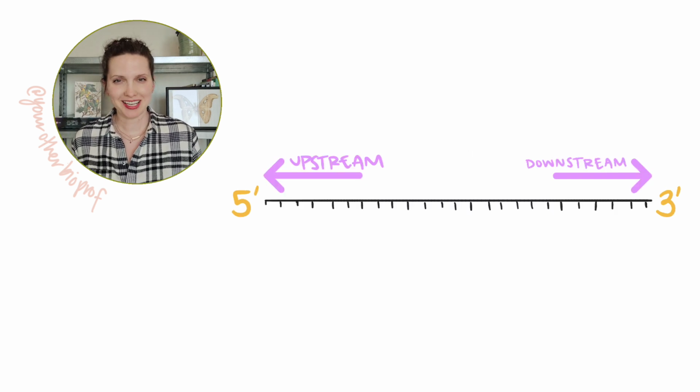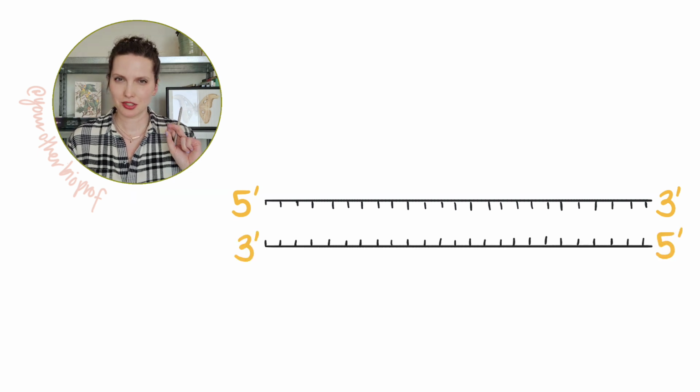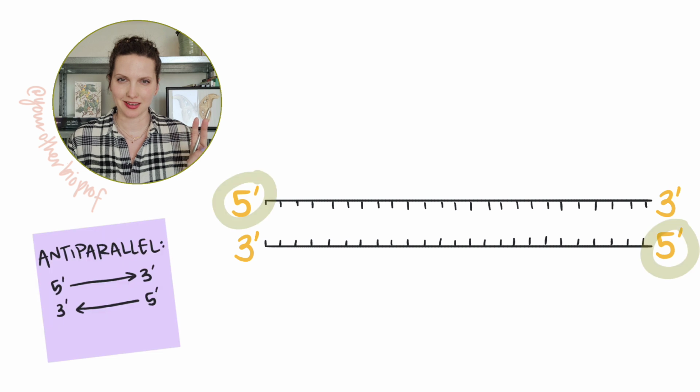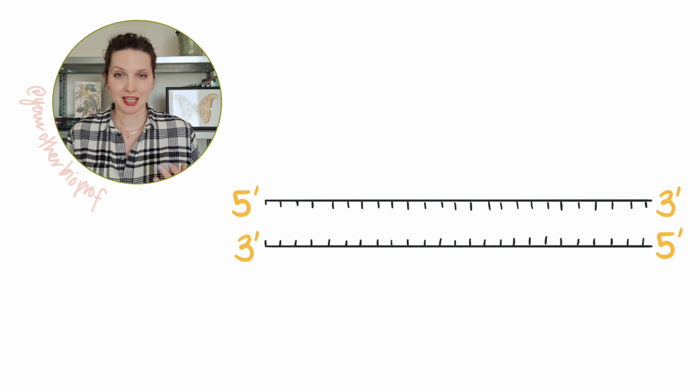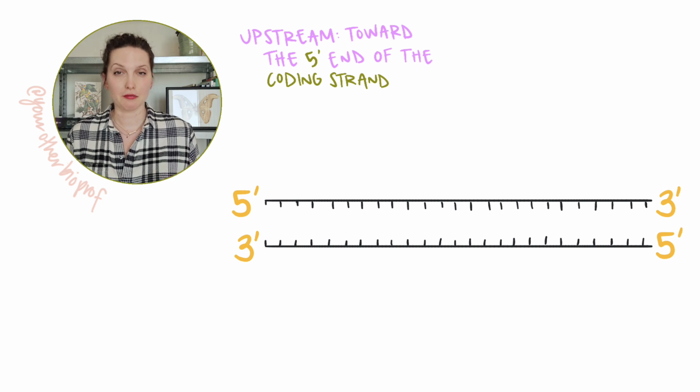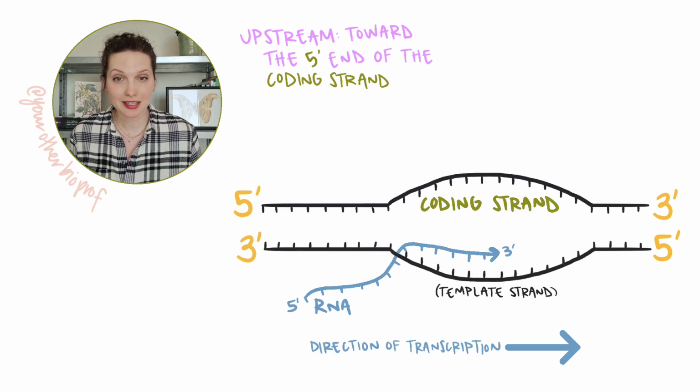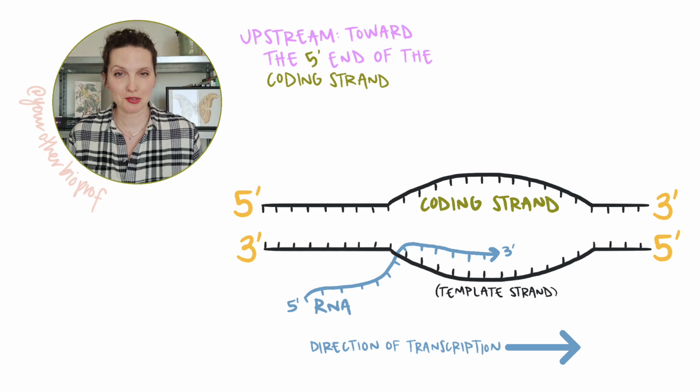So with single-stranded nucleic acids, it's easy, but with double-stranded DNA, we've got two 5' ends, and they're in opposite directions. So if the promoter is upstream of the gene, which 5' end are we talking about here? When we're talking about DNA and a gene, when we say upstream, we mean towards the 5' end of the coding strand. Now, the coding strand is the strand of DNA that is not used as the template for transcription.